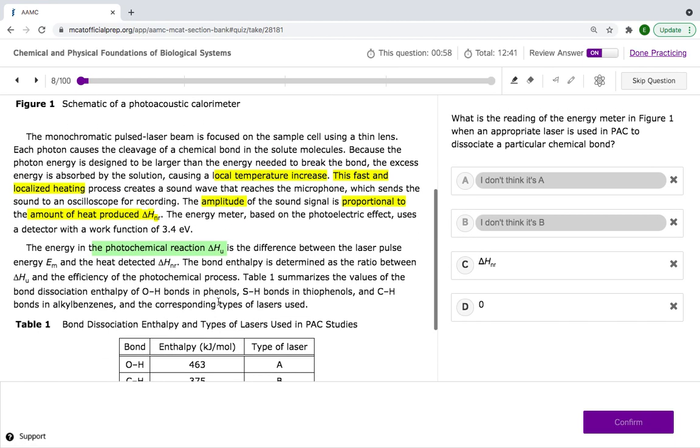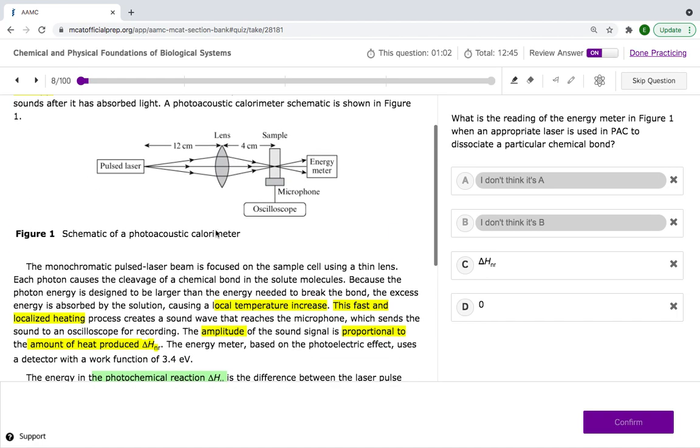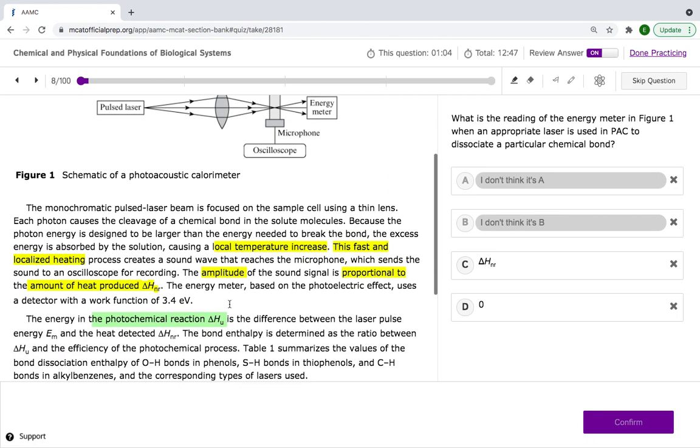Delta HNR. No, that's the heat detected. The heat detected is from the solution and the sound waves. It's proportional. See the amplitude. The amplitude of the sound signal is proportional to the amount of heat produced. Delta HNR. So it's not this one. So by process of elimination, I'm choosing D.